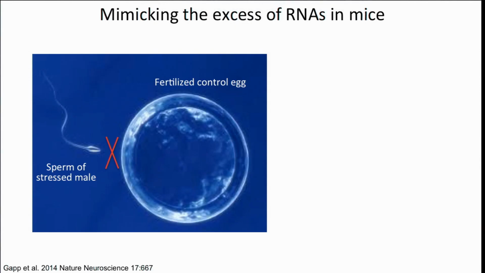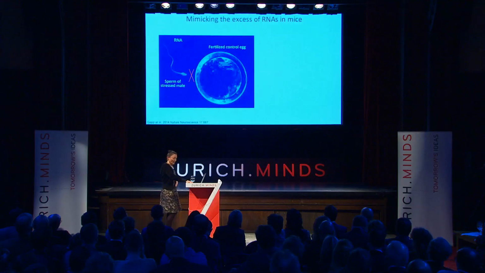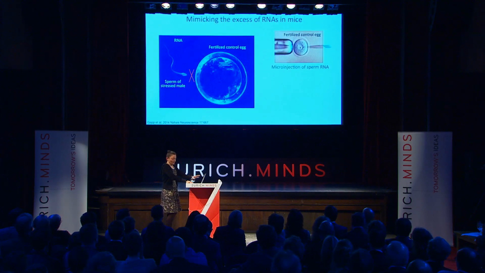So what we did was to take a fertilized control egg. So it's an egg which has already been fertilized by a sperm cell. And we take the sperm cell from stressed males, but we extract just the RNA from these sperm cells. We don't take the entire sperm cell, we just take the RNA. And the RNA, we then inject into this fertilized control egg. So if it is responsible for the phenotype, for the altered expression, altered behavior, we should see it in the resulting progeny. And the way we do it, it's under a microscope.